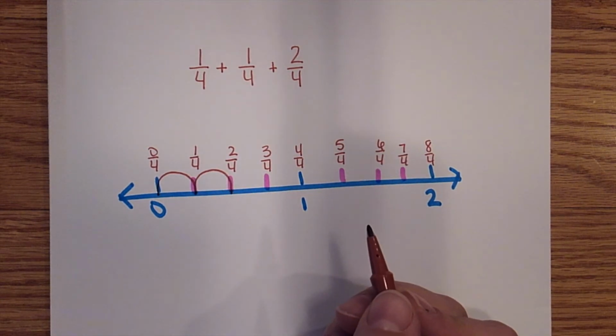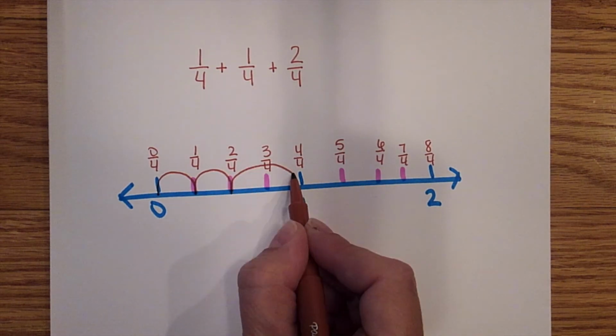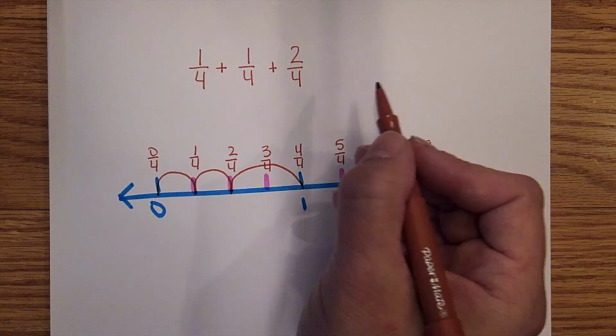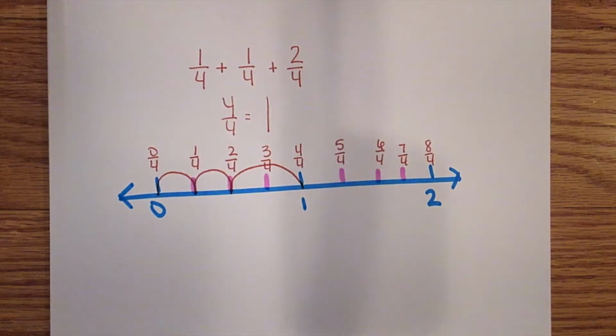I'm at 2/4. Now I need to hop 2 spaces, which is going to put me at 4/4, which is equivalent to 1.